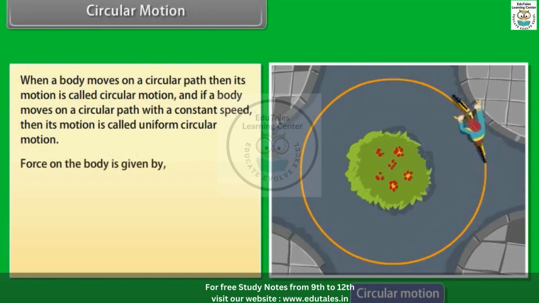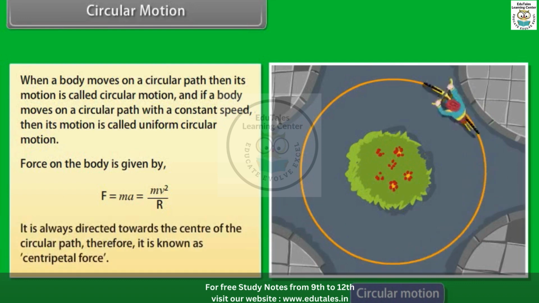motion. Force on the body is given by F = ma = mv²/r. It is always directed towards the center of the circular path. Therefore, it is known as centripetal force.